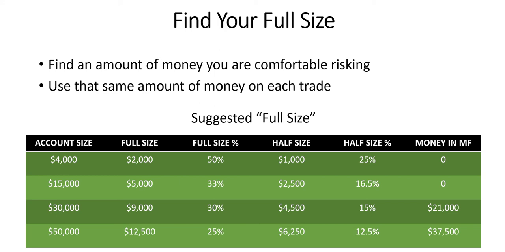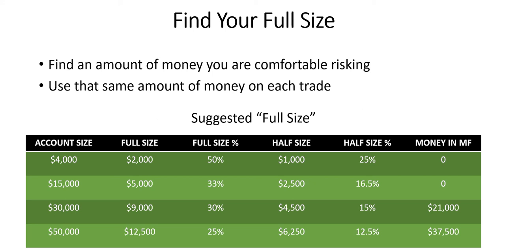You want to be a little bit more aggressive. So if you have an account size of about $4,000, I would encourage you to take about a $2,000 size of each position you take. So if it's a $1 stock, that means you're buying 2,000 shares. If it's a $10 stock, that means you're buying 200 shares. And I'll explain that more in a little bit.